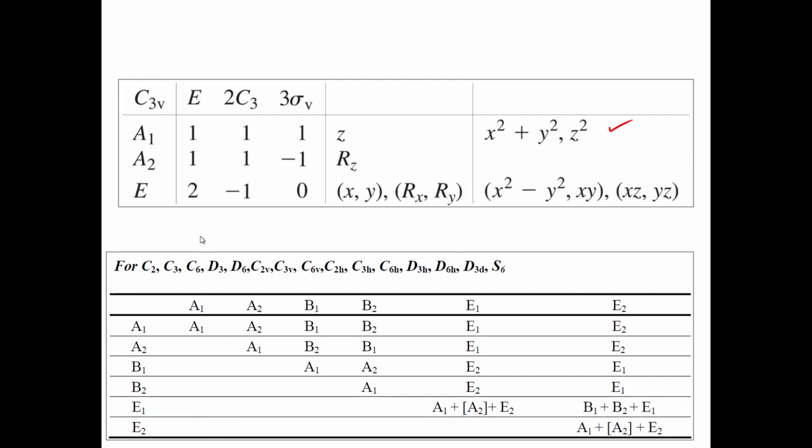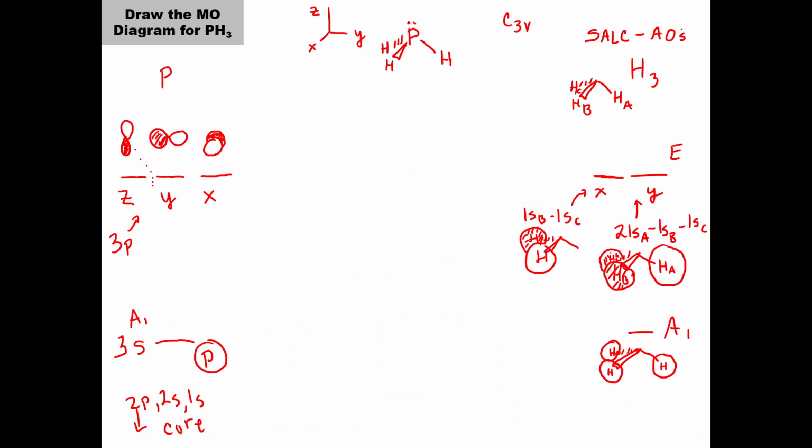Let's go ahead and look at our character table. So here's the PZ right here. And then the PX and PY are going to be E. So let's go ahead and label those. So the PZ is A1, and then this group here is E.